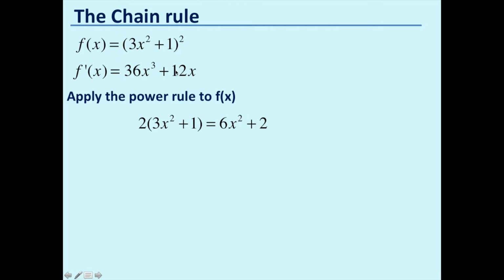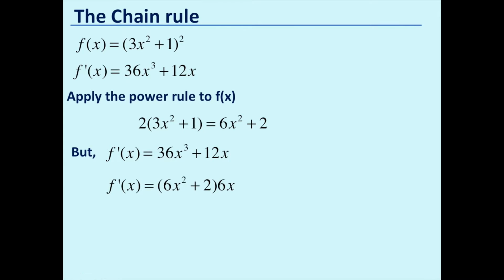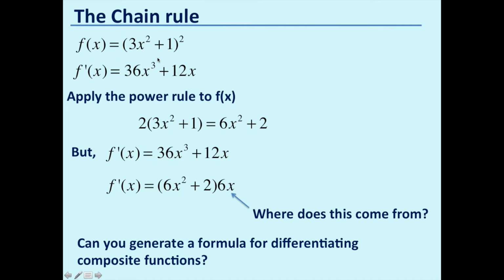Well, we should be able to see that to get from here to here, we need to multiply it by 6x. So where does that 6x come from? Well, we should be able to see that if we actually differentiate what's inside the brackets, that will give us 6x. And this is essentially what underpins the chain rule, which we'll have a look at in more detail now.